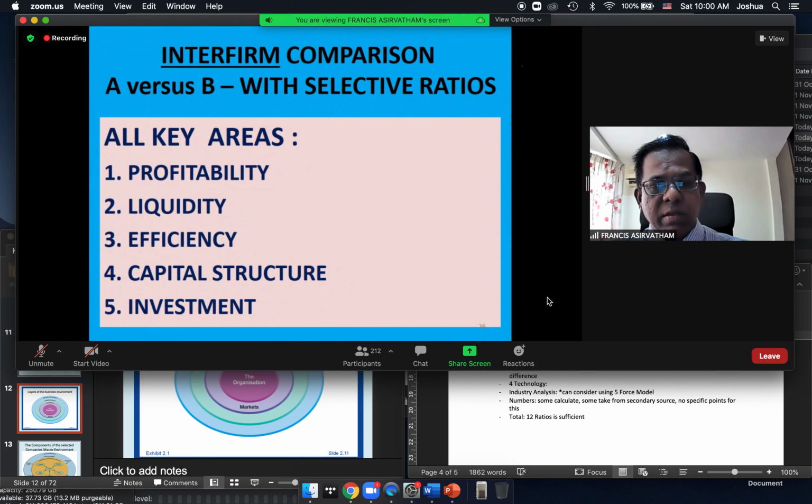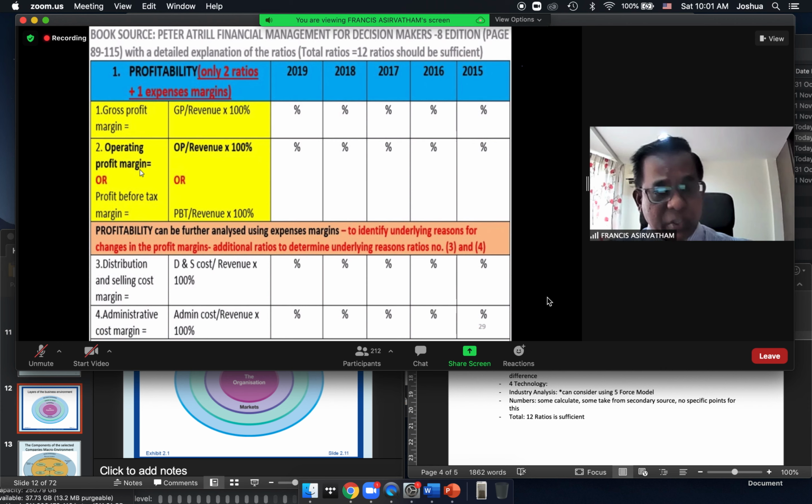I put there gross profit. The second ratio is operating profit margin, which is not there. That's why I put the second thing. I put there all. PBT margin. Just take whatever is given.